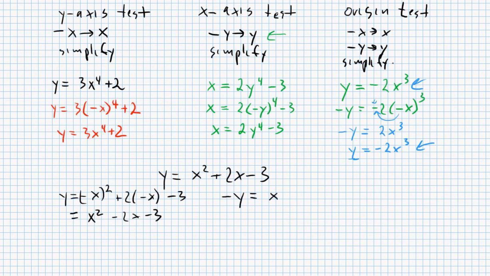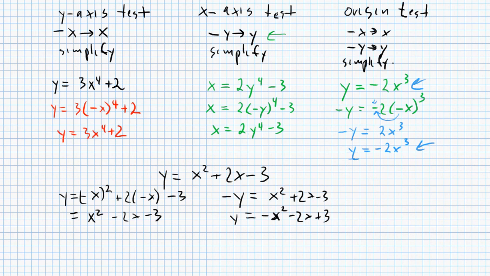Okay, if we put opposite y in for y, okay, this one's a little bit simpler to do. Okay, now we'll simplify that. We'll get the y by itself so we can compare them directly. So I multiply both sides by a negative. That's going to be y equals opposite x squared minus 2x plus 3. You can see that's completely different than the original one, and so that's not got x-axis symmetry.